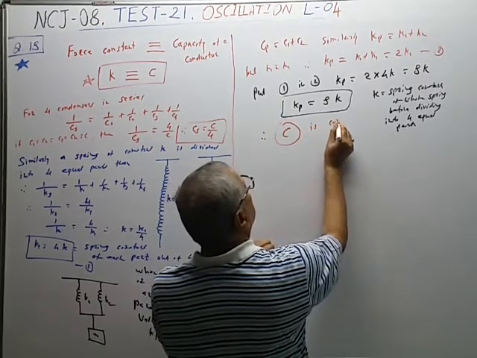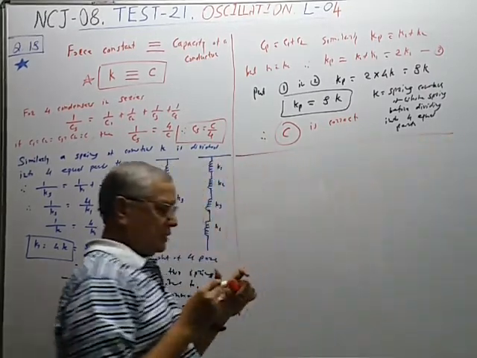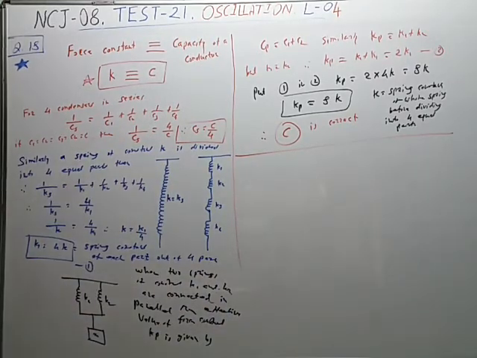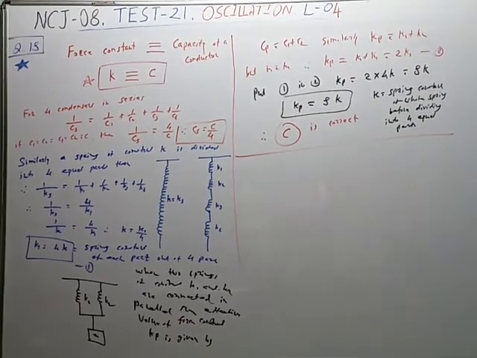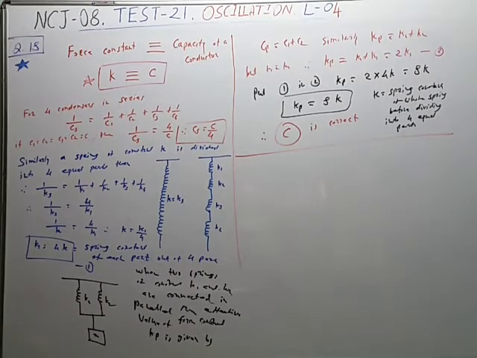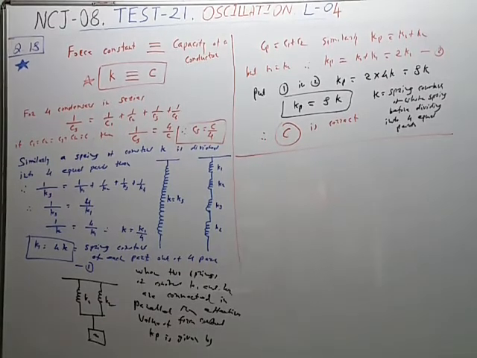Therefore C is correct. Now we have used this relation: 1 upon Ks is equal to 1 upon K1 plus 1 upon K2, etc. How? That can be proved easily. So let us give the proof of that equation.